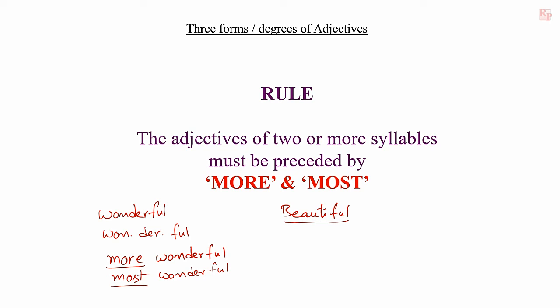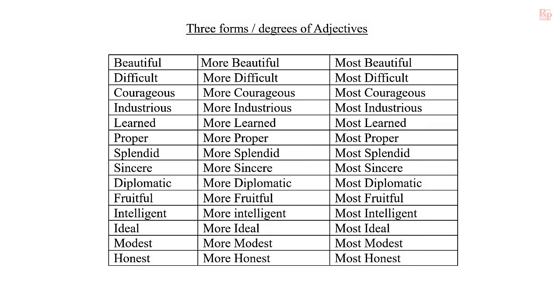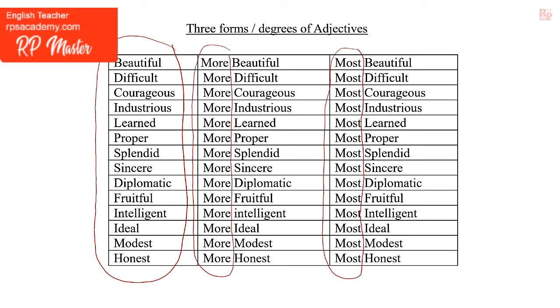Let us see the table. Here, all these adjectives are polysyllabic words. You can find the big words here. Beautiful, difficult, courageous, industrious, learned, proper, splendid, sincere, diplomatic, fruitful, intelligent, ideal, modest, honest, like that. Then just learn them by heart.